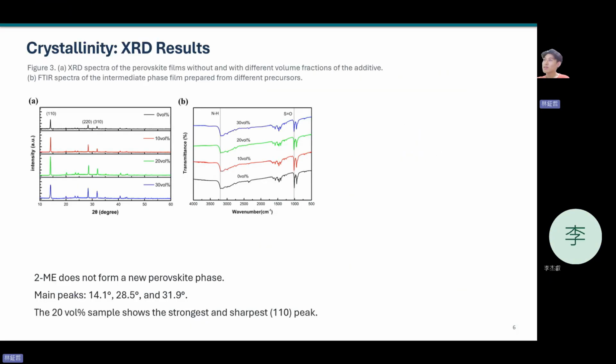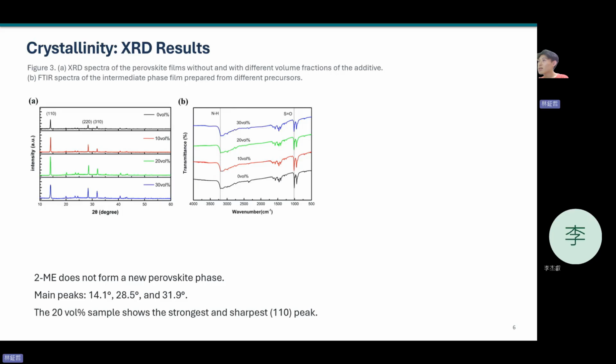Next, they also use XRD to study the crystallinity of the films. XRD can tell us about the crystal structure of the material. The main peaks are at 14.1 degrees and 28.5 degrees and 31.9 degrees. These peaks correspond to the perovskite crystal planes.